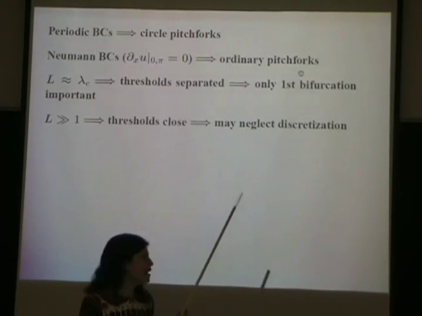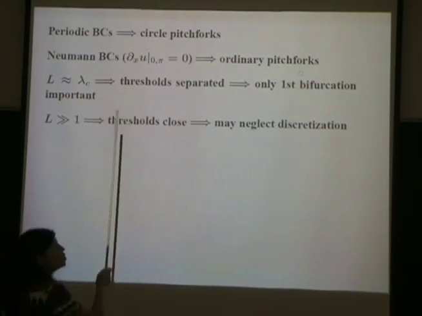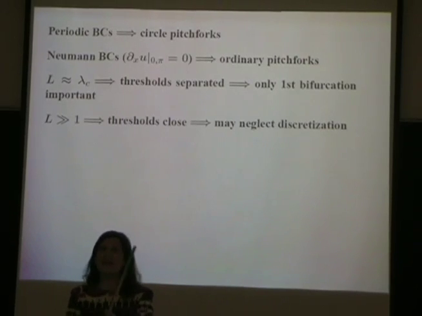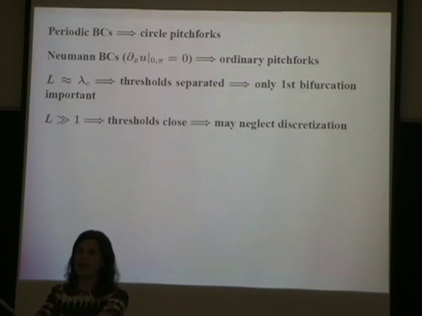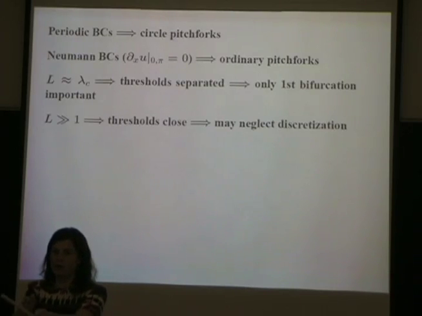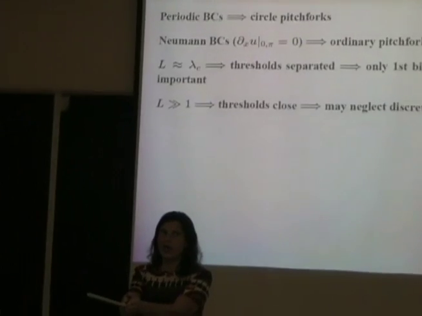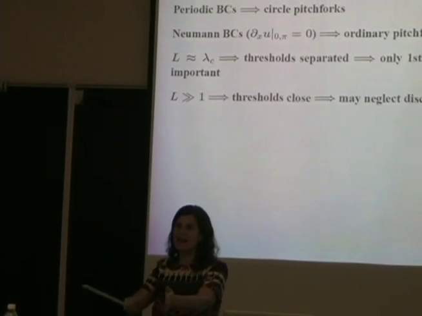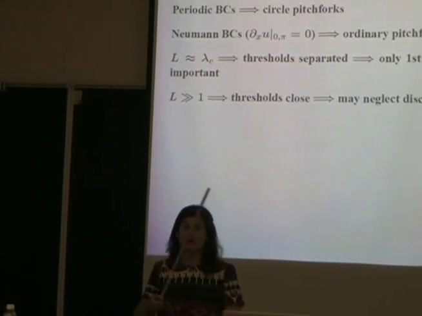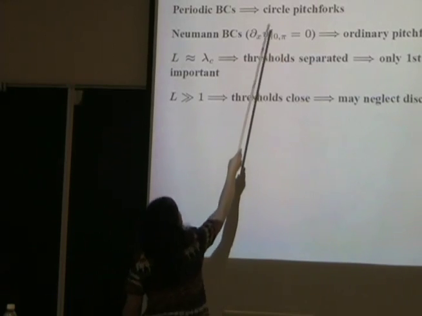And the other thing I wanted to say was, with periodic boundary conditions, you get circle pitchforks, meaning that the phase is undetermined. You could have rolls like this, or rolls whose origin is here, or here, or here, or here. The phase can be anything from 0 to 2 pi, so you have a circle's worth of solutions that are just rolls, and that's called a circle pitchfork.